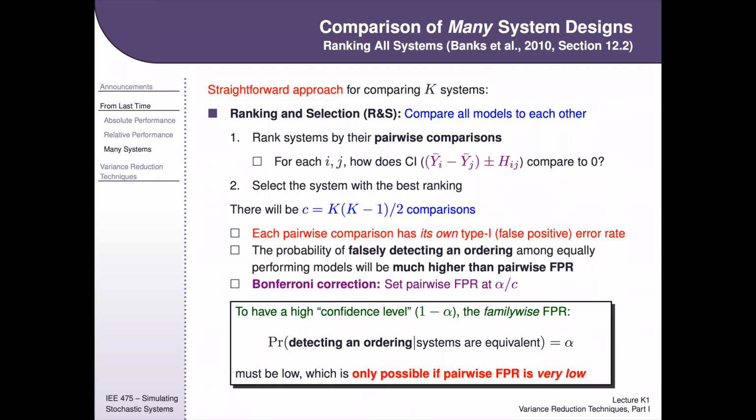Are there questions about this general idea about doing a bunch of pairwise comparisons, but then counting up how many pairwise comparisons, and for each comparison, reducing its alpha by the desired alpha divided by the number of comparisons? That's the so-called Bonferroni approach.